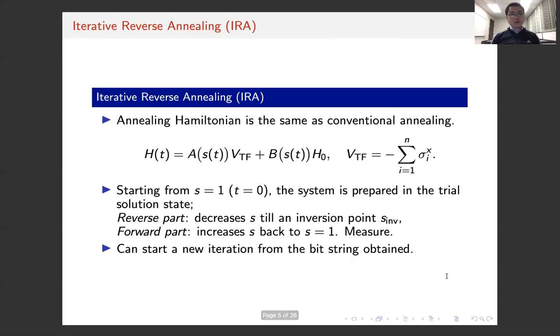So to dive deeper, in IRA, the annealing Hamiltonian is actually the same as for conventional forward annealing. So we have the transverse field, we have the problem Hamiltonian and the A and B term. But the difference is for iterative reverse annealing, inside the A and B function, we start with S equal to 1. And in the reverse part, we decrease S till an inversion point S inverse. And in the forward part, we increase S back to S equal to 1 again and do the measurement. And also we can start a new iteration from the bit string obtained from the measurement outcomes.